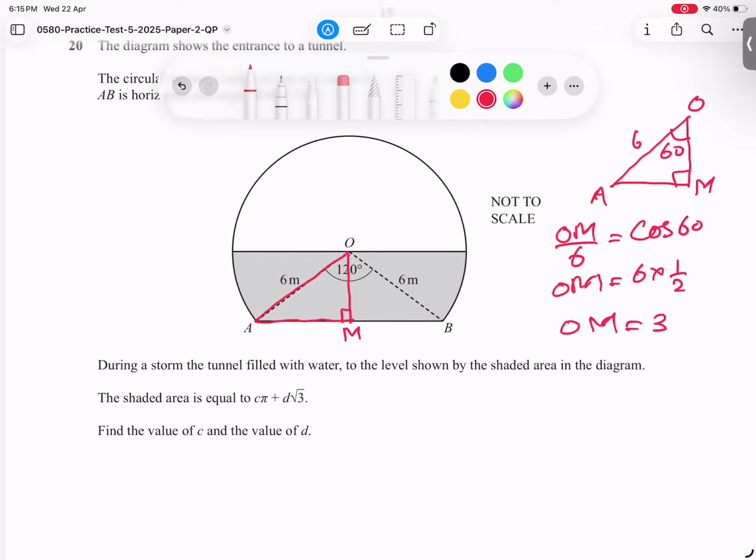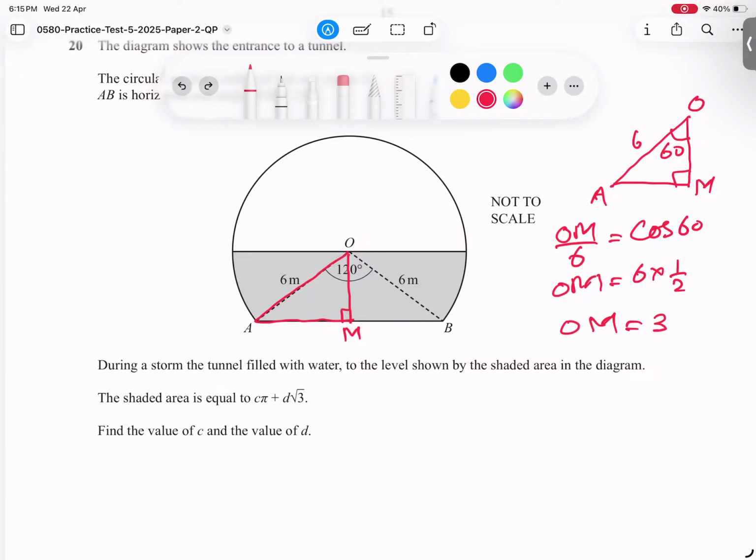3 OM, I got it. If OM is 3, by common sense, the full gap is 6. So I got this full gap is 6. Okay, once again, let me just confirm. Cos 60 is adjacent over hypotenuse. Basically I got OM, this value is 3. Okay, not the other one.